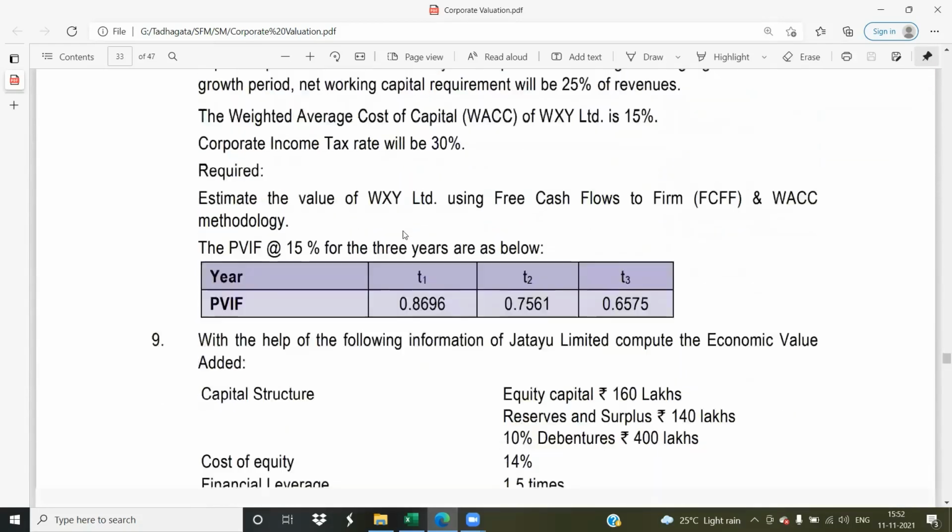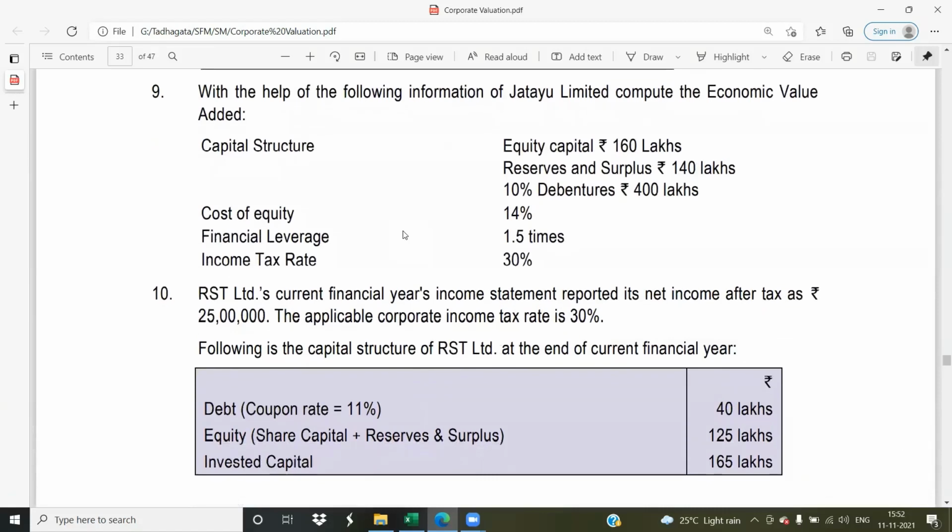So we'll go to 9th problem. So what's being asked? We need to find out the economic value added. Capital structure is given. That is, equity capital is 160 lakhs, reserves and surplus 140 lakhs, 10% debenture 400 lakhs. So equity is 300, debenture is 400. And cost of equity is 14%. Cost of debt is 10% into 1 minus tax rate, that is 30%. Financial leverage is 1.5 times.